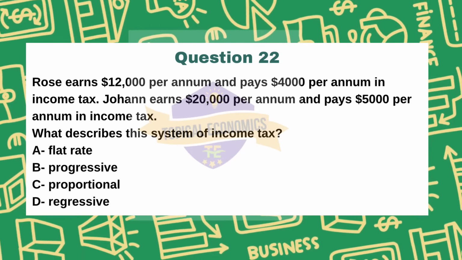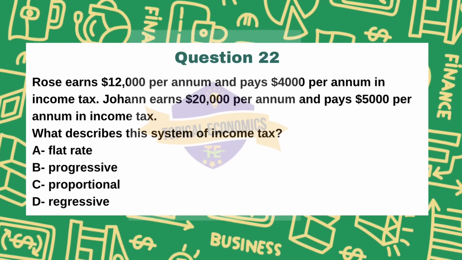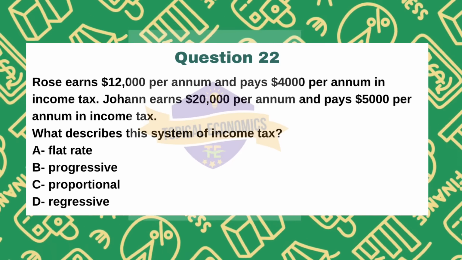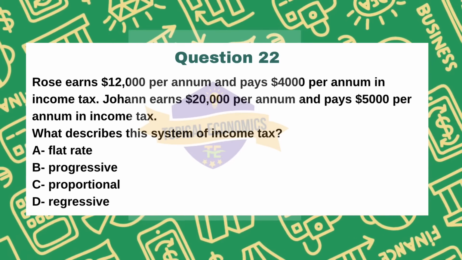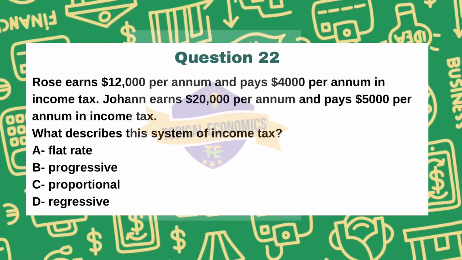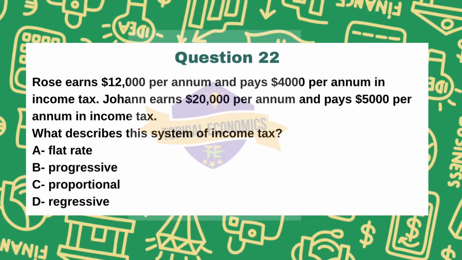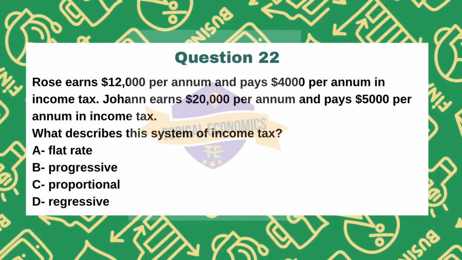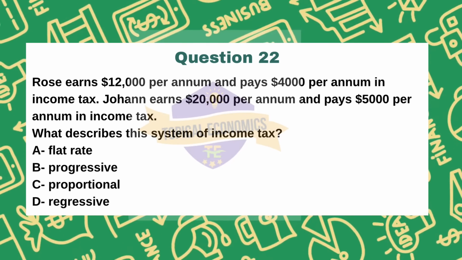Johan earns $20,000 per annum and pays $5,000 per annum in income tax. What describes this system of income tax? A. Flat rate. B. Progressive. C. Proportional. D. Regressive. Given the details provided about Rose and Johan.